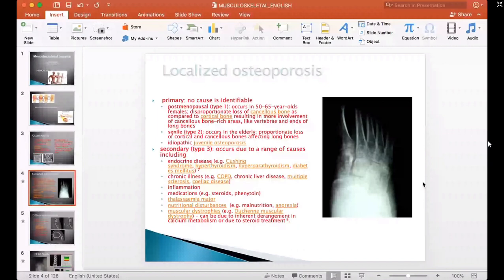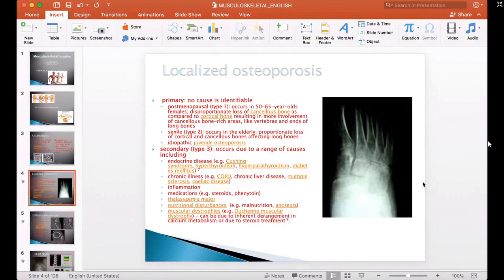So in primary osteoporosis, first of all is the so-called postmenopausal or senile osteoporosis. You know that usually women after they're in their 50s and 60s start to lose some bone tissue, and this makes their vertebrae more easily broken. It usually affects the lumbar spine, but also the long bones.